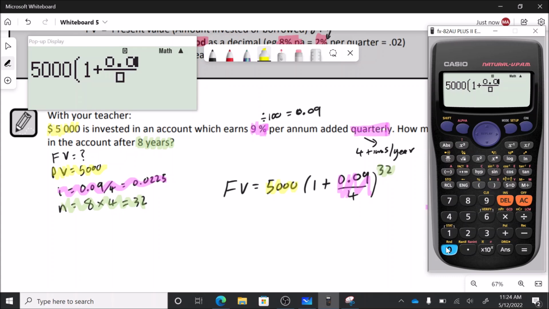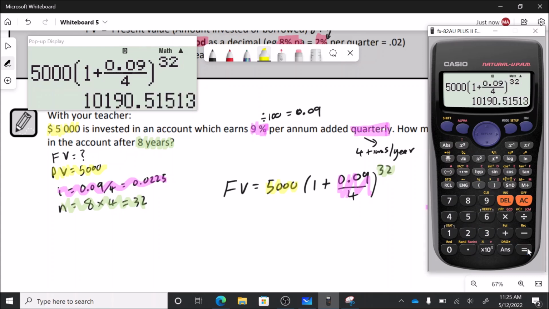A TI Inspire or a Casio ClassPad 400, as we're using at the moment in these courses here in Tasmania, will work fine too. They can do all this stuff. Okay, I'll close the bracket, and then my power of button here, the power of 32, equals $10,190, and now we're going to round to the nearest cent here, so it's 52 cents to the nearest cent.